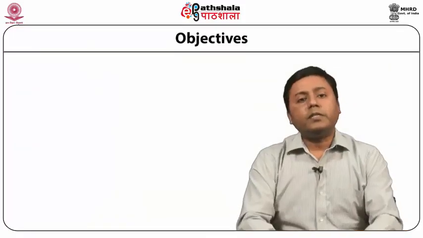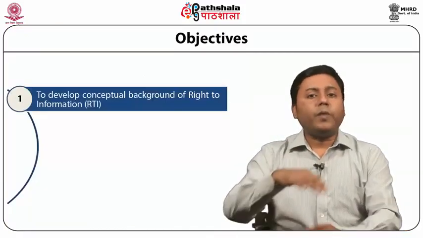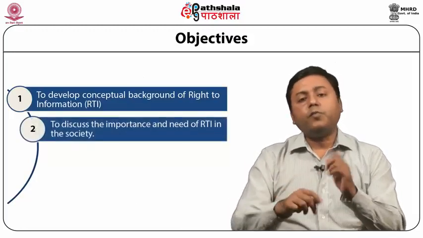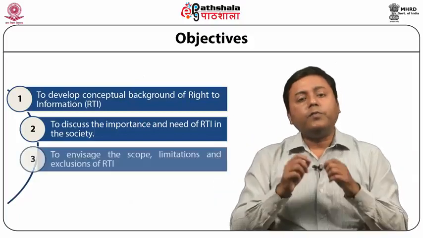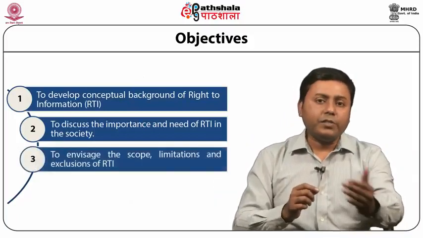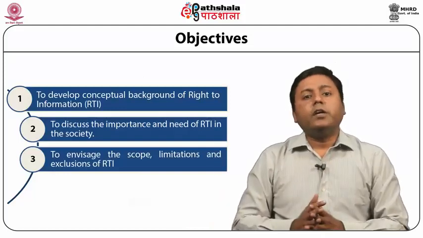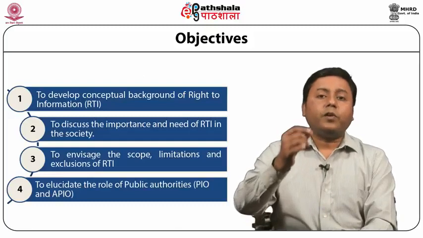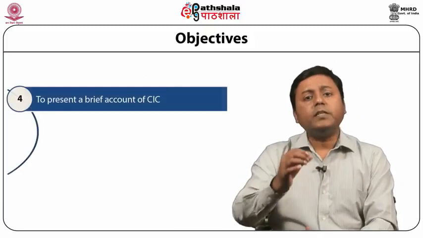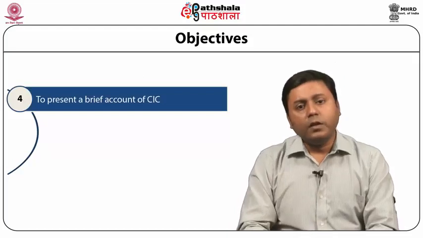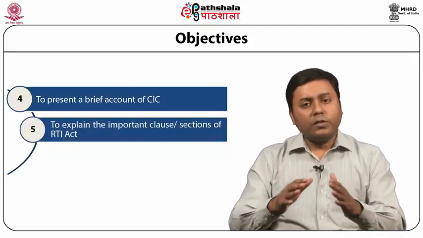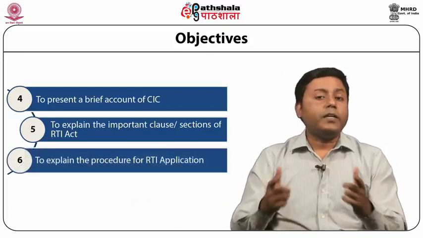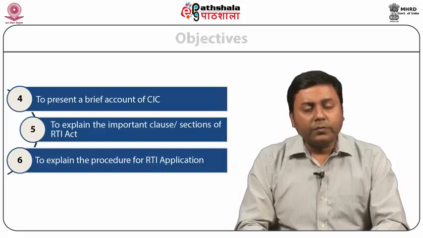The objectives of this lesson are to develop a conceptual background of right to information, to discuss the importance and need of RTI in society, to envisage the scope, limitations and exclusions of RTI, to explain the role of public authorities and Assistant Public Information Officer, to present a brief account of CIC, to explain the important clauses and sections of the RTI Act, and to explain the procedure for RTI application, which is very important.